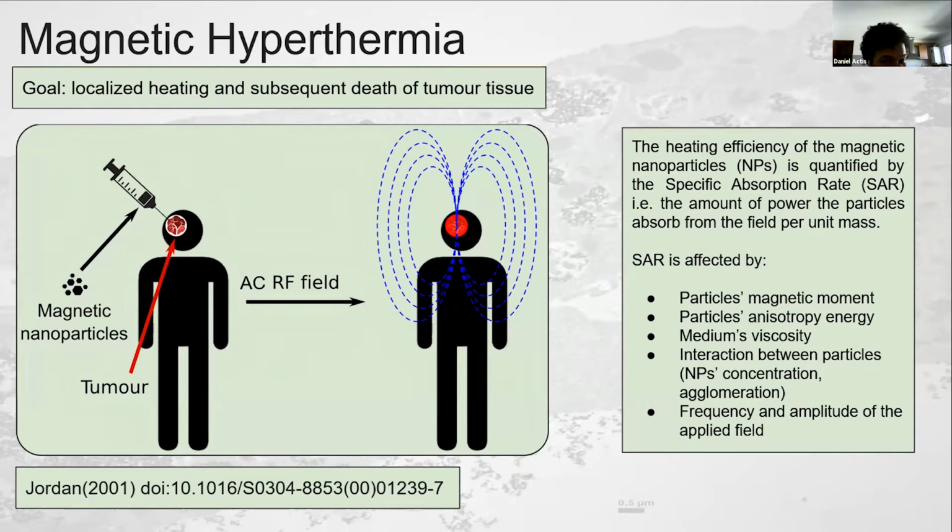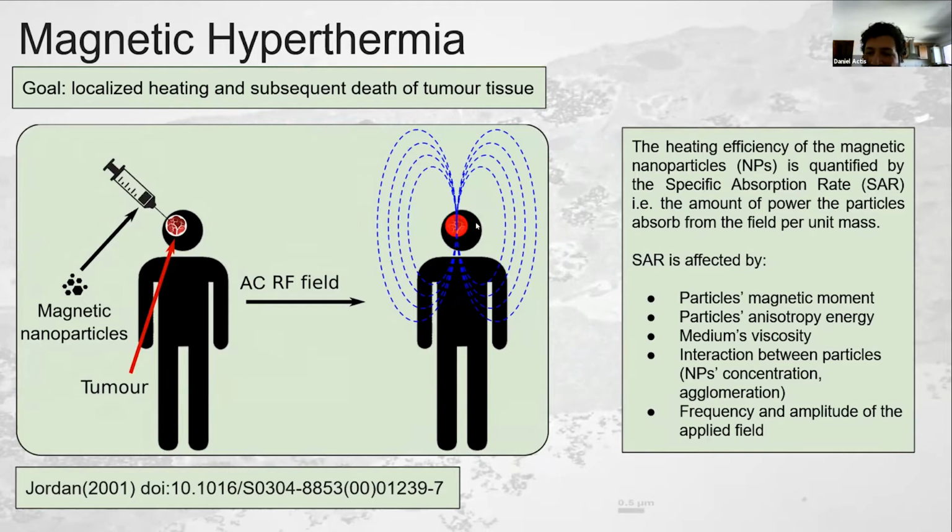The heating efficiency of the nanoparticles is quantified by the specific absorption rate. That is to say, the amount of power that the nanoparticles absorb from the field per unit mass, and which then they release to their surroundings as heat. SAR is affected by several factors.